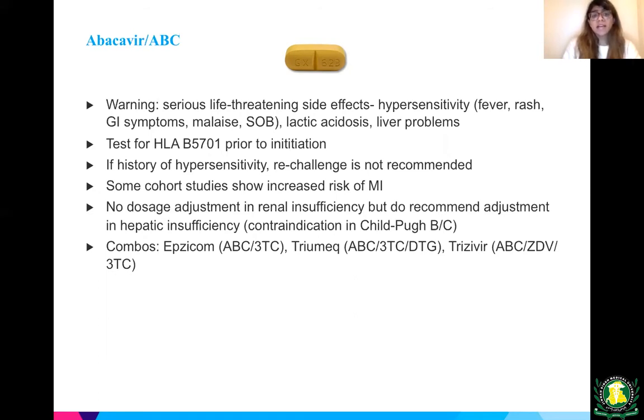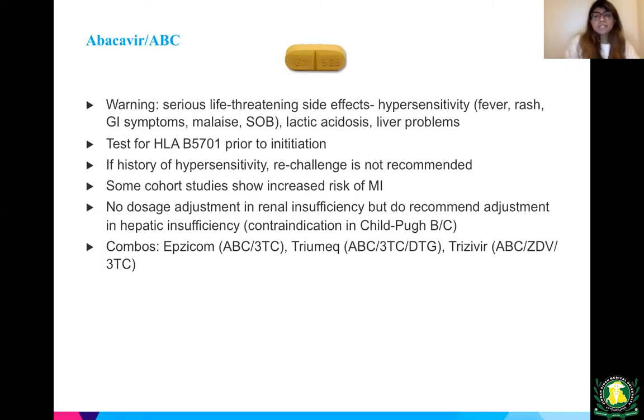With that test, those patients that are positive are more likely to have a hypersensitivity reaction to abacavir. So it's very important that the first lab test, when a patient comes in to establish care with you, is something to check: the HLA-B5701, to see if they can get abacavir or not. If there is a history of hypersensitivity, basically it's not recommended to challenge them, just to avoid it if there is that history of hypersensitivity with that patient.